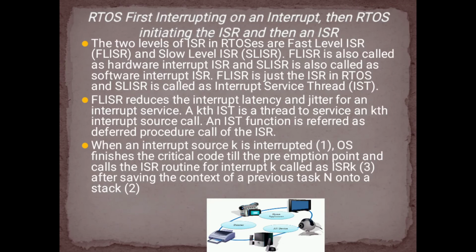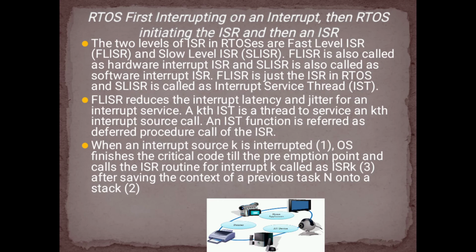Next, RTOS first interrupting on interrupt, then RTOS initiating the ISR, and then an ISR. Here the two levels of ISR in RTOS are executed: fast level ISR, then slow level ISR. Fast level ISRs are the hardware interrupt ISRs, and slow level ISRs are the software interrupts. That is what software interrupt means.